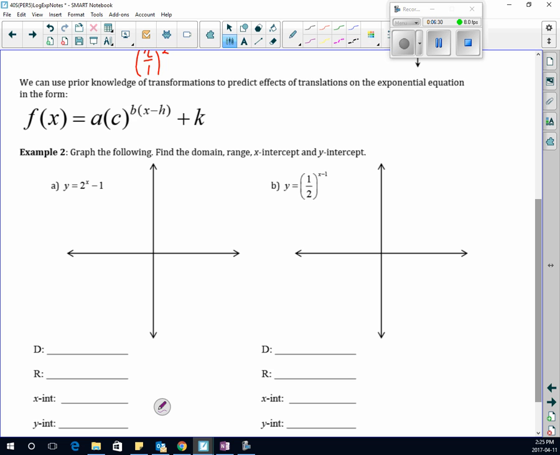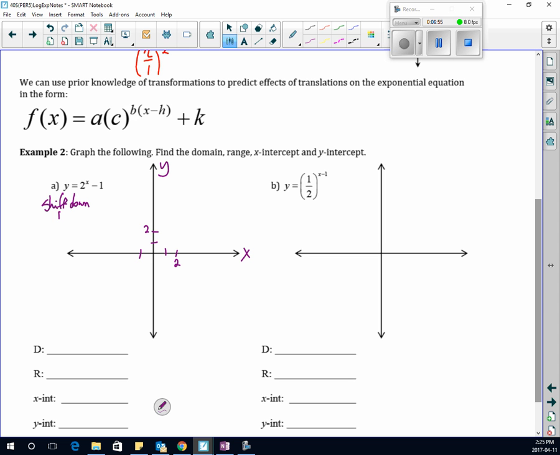Yeah, compared to the base graph, this is a shift down 1. So we're going to do the base graph first, and then we're going to translate the three points down. So I'm going to do, say, 2 points here and here. Remember, we have to put a scale and our XY axis labeled.